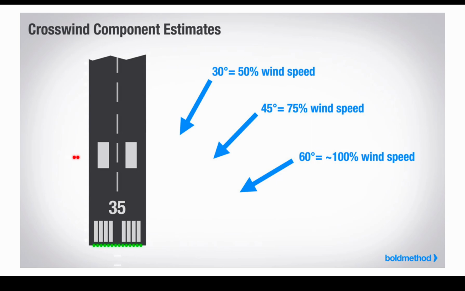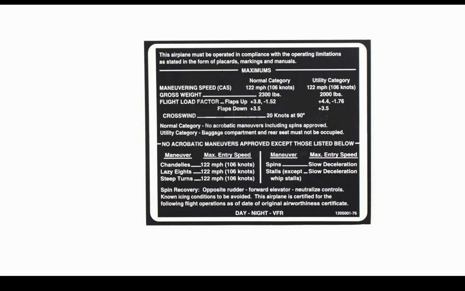And here's some estimates, kind of what I was talking about there. And they do have limits. We'll talk about those limits. For example, it says right here, crosswind maximum limit is 20 knots at 90 degrees. So there is a maximum that the plane can overcome. And then at that point, you may not be able to overcome it. You're kind of a test pilot at that point.